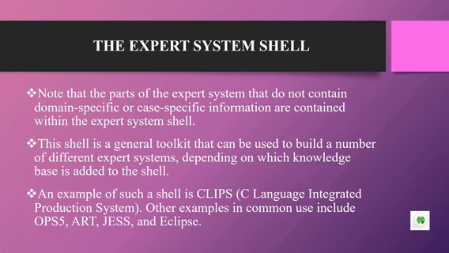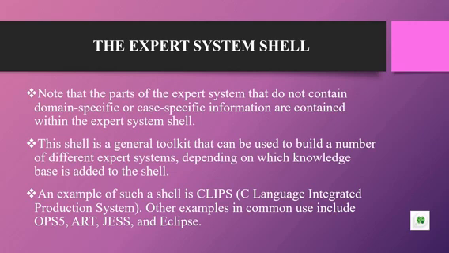In the expert system shell, we need to note that the parts of the expert system that do not contain domain-specific or case-specific information are contained within the expert system shell. It won't accept domain-specific and case-specific information. The shell is a general toolkit that can be used to build a number of different expert systems, depending on which knowledge base is added into the shell. A toolkit means there are some tools or a website or something like that. It can build a number of different expert systems depending on the knowledge base that is added to the shell.